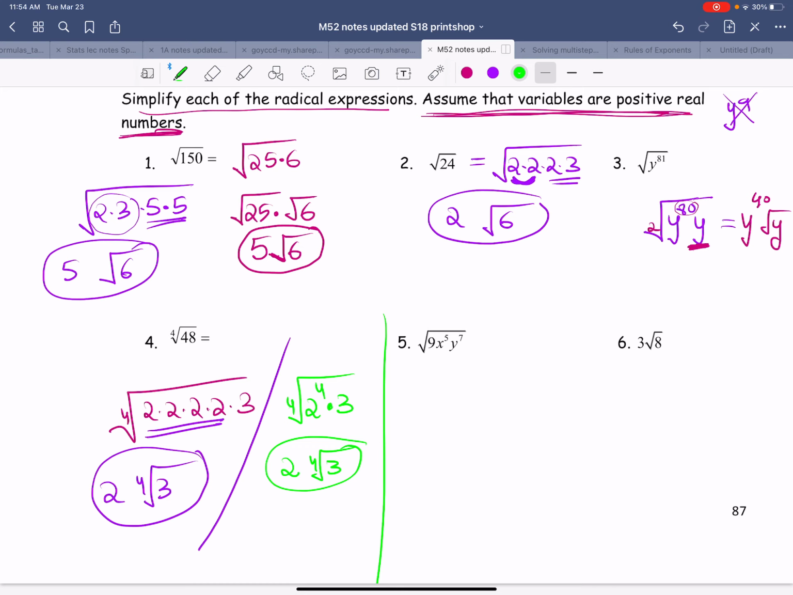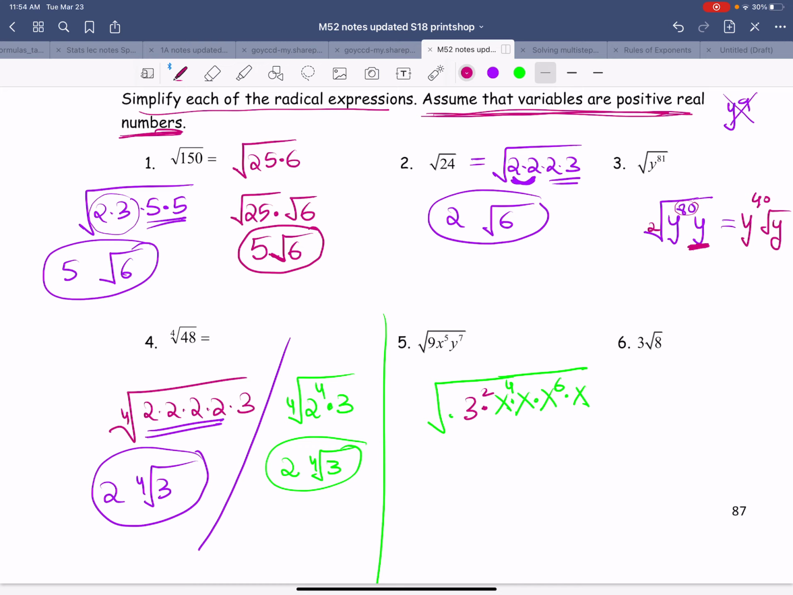Okay, number 5, we have a square root. Square root of 9, x to the 5th, y to the 7. Let's go ahead and break it. 3 times 3, x to the 5th power. So we have a square root here, so we're going to break it as x to the 4 times x, and x to the 7th power, I'll break it as x to the 6 times x. So for pairs of two items inside the radical, 1 can come out. So I'm going to be bringing out a 3 from here. So pull out a 3. I'm going to write it as 3 squared, just writing everything with the exponents.